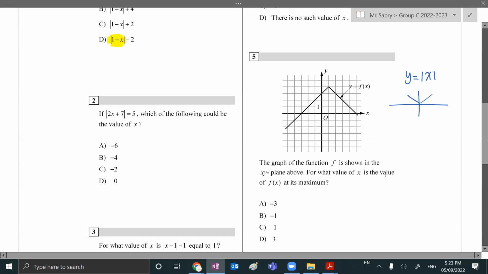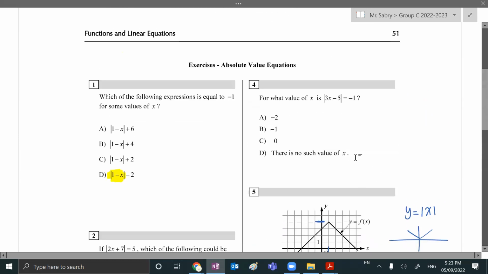So they're asking me what value of x is the value of f of x at its maximum. Where's the maximum of f of x? It's at this point. So what's the x value? For what x value? That's what they're asking. 1. So the answer is just 1. That's a simple one, right? Yeah. Okay.